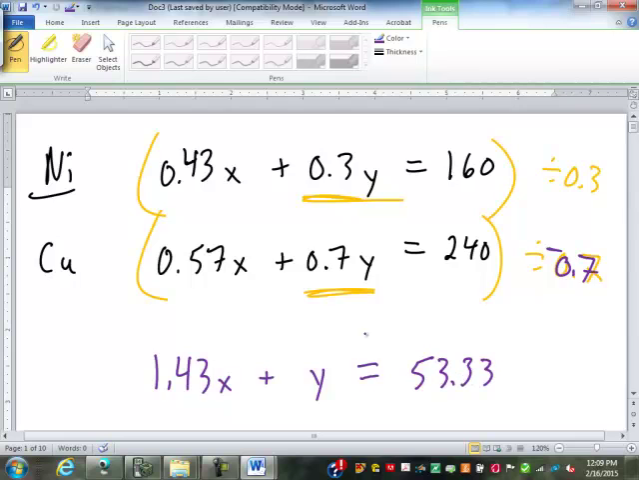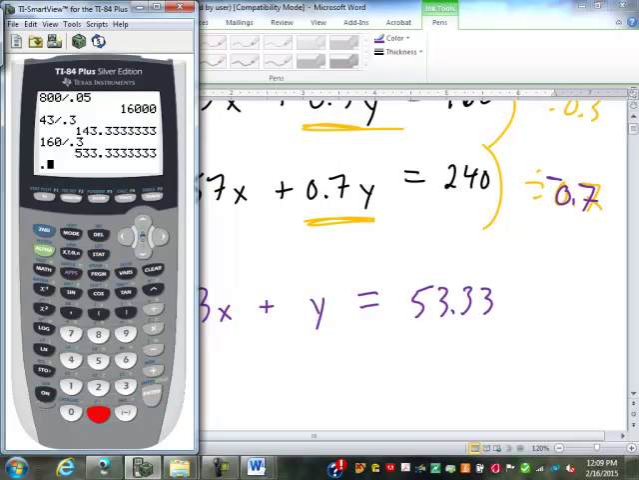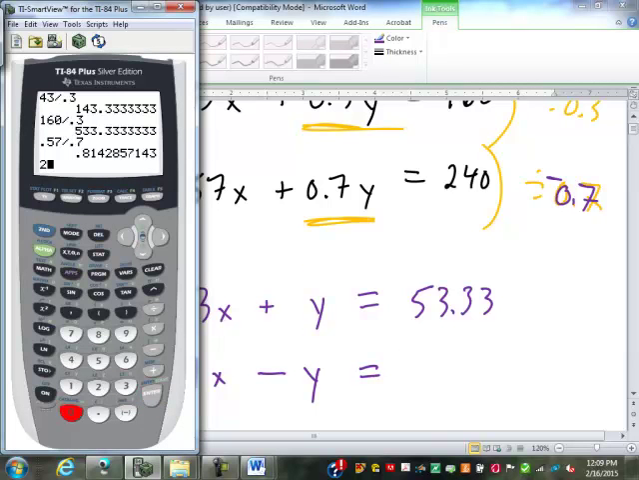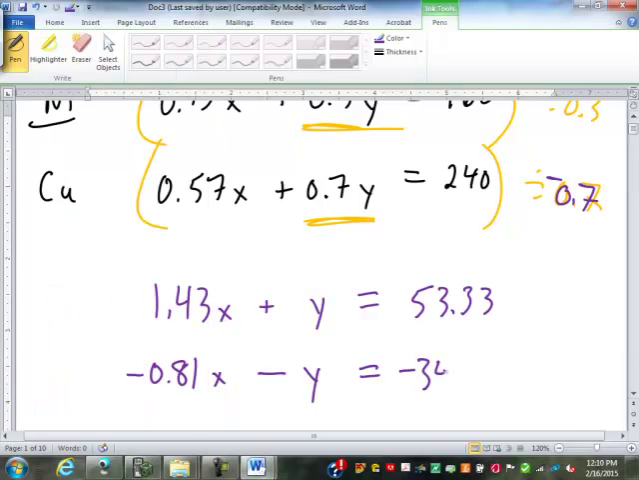Down on the bottom, 0.57 divided by negative 0.7 will give me negative 0.81X, and a negative 1Y, equals 240 divided by negative 0.7, which gives me negative 342.86. This was supposed to be 533.33, not 53. There we go. And now we're going to combine.